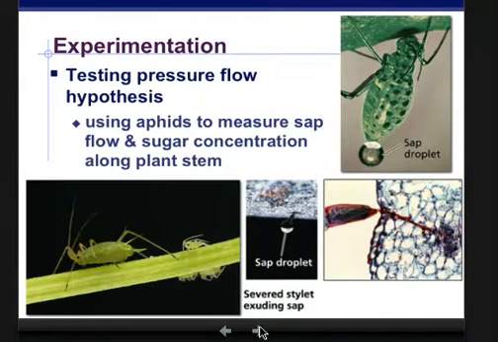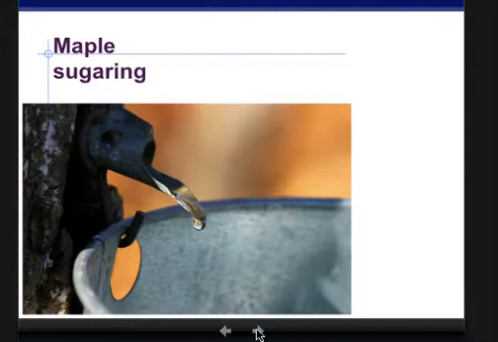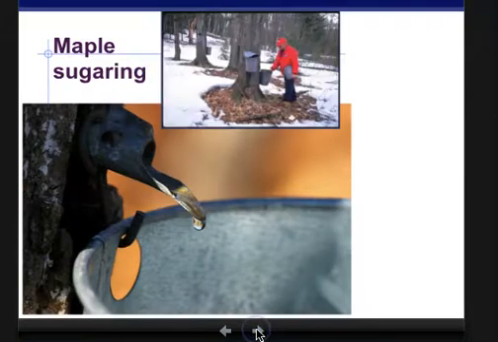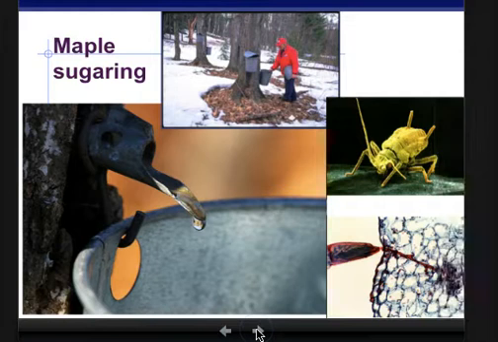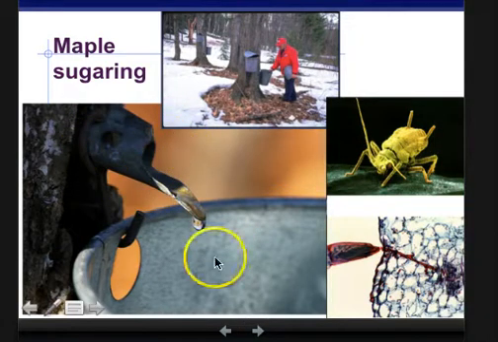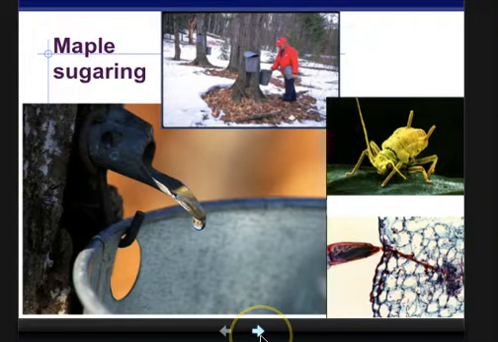Experimentation. Oh yeah, we get to skip this right now. We're not going to talk about this right now, but if you love maple sugar, which I totally do, this is how they get it out. The phloem of maple tree.